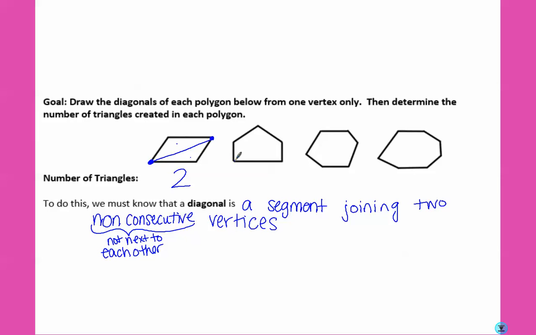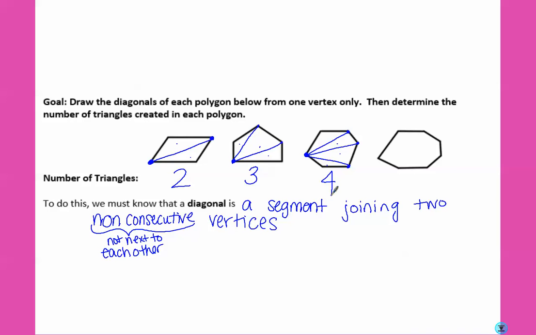In our next figure, I'm going to start here. I can't go to this vertex because that's a side. I can go to that vertex. I can go to that vertex. And I can't go to that one because it's consecutive. So this time I have 1, 2, 3 triangles. In our next figure, I'm going to start here. Can't go to that one because it's a side again. I can go across to here, across to here, across to here, and then I'm back to a side. So now I have 1, 2, 3, 4 triangles.